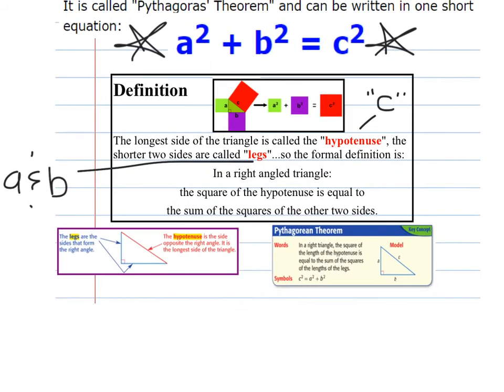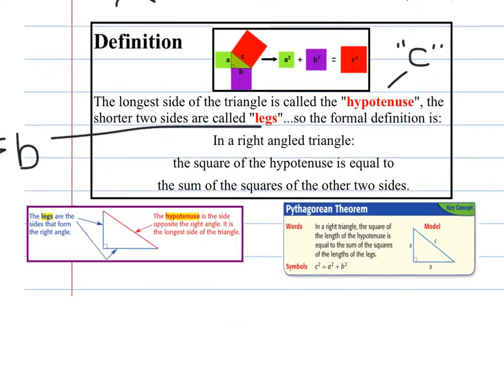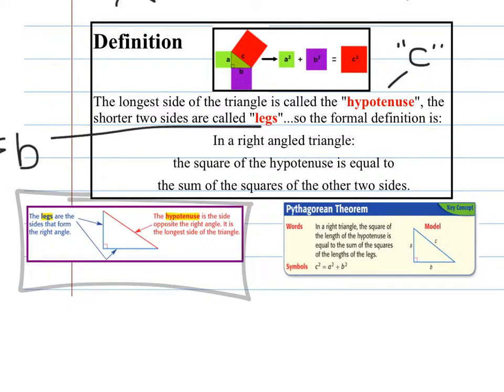Down here, I included a visual picture of the hypotenuse and the legs with that definition. If you think you're going to have a hard time remembering, draw this picture. Then also the key concept definition of the Pythagorean theorem. It's saying the same thing that I just told you.